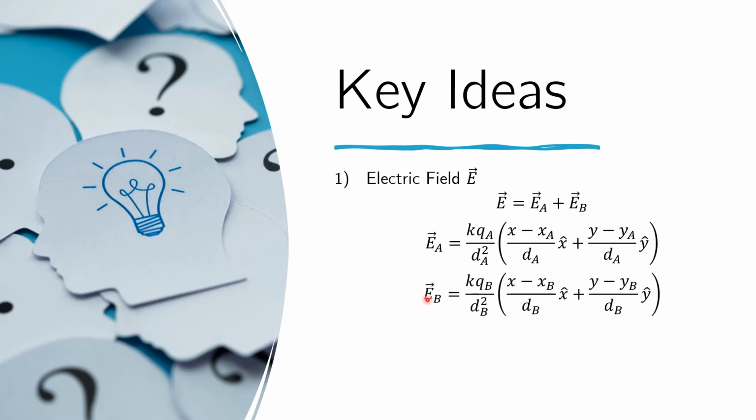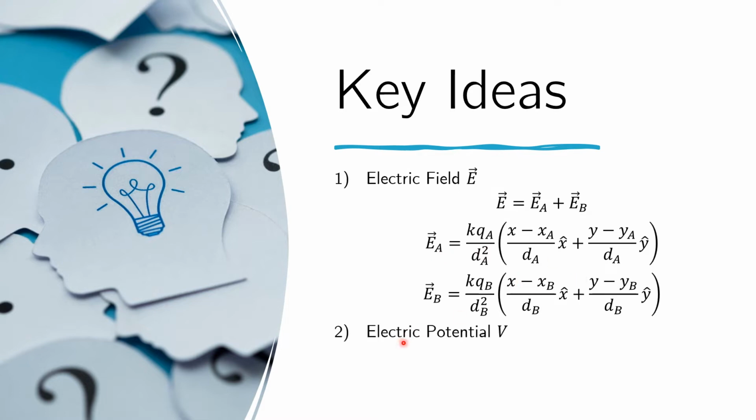And then here we have E sub B. Again, it's just the same. We just replace the A's with B's: the charge Q sub B, and the distance from the point (x sub b, y sub b), where the charge is located. So the charge Q sub B is located at the point (x sub b, y sub b), and we are looking for the electric field at the point (x, y).